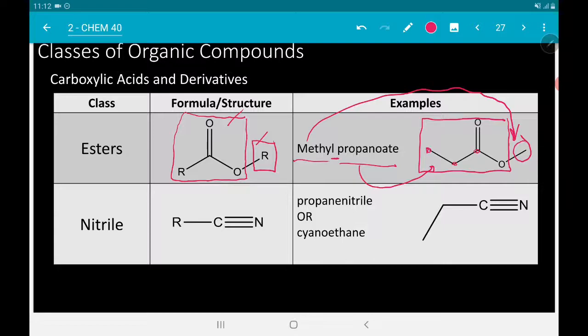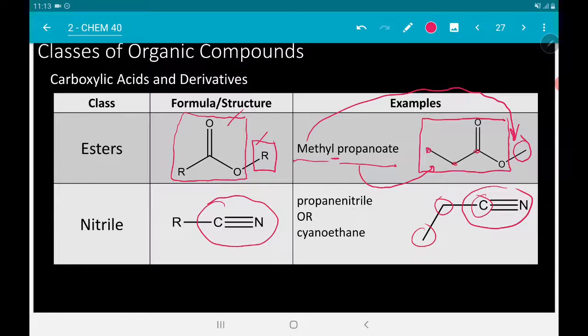Nitriles naman. Nitriles are C triple bond N. At ang mga nitriles, para lang din siyang mga alcohols or alkyl halides. They can have various positions dun sa parent chain. So, for example, ito, propane nitrile. Since the propane nitrile contains 3 carbons.